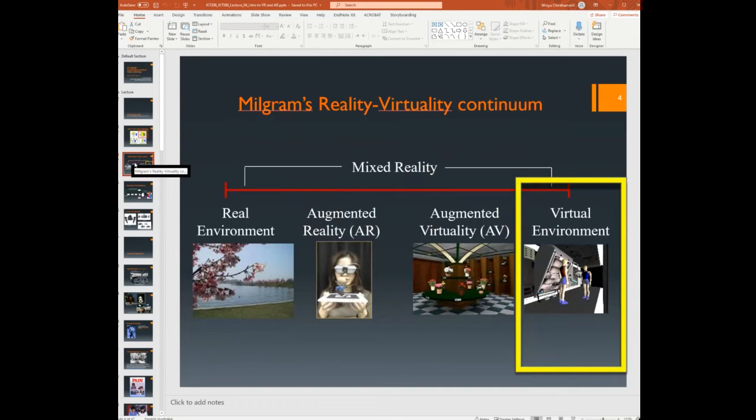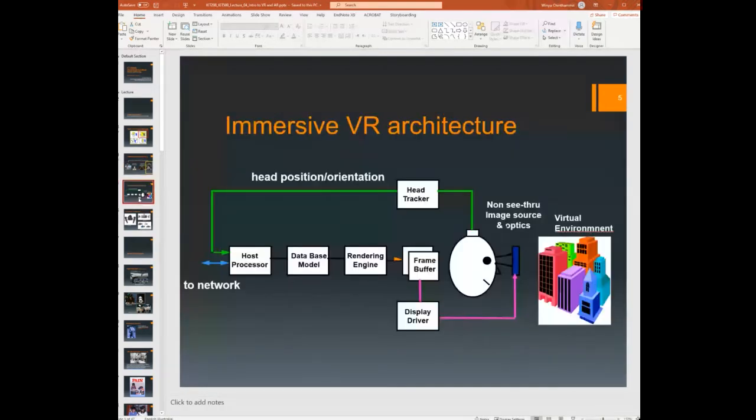Also in last lecture 2 on the interface, I talked about the virtual environment and the spectrum continuum that Milgram generated in the paper 25 years ago. So we're on the opposite end of the spectrum, in the virtual environments. The way to generate this is a very old approach, but it's still valid in terms of what the architecture looks like, starting from the virtual environments on the right hand side here.